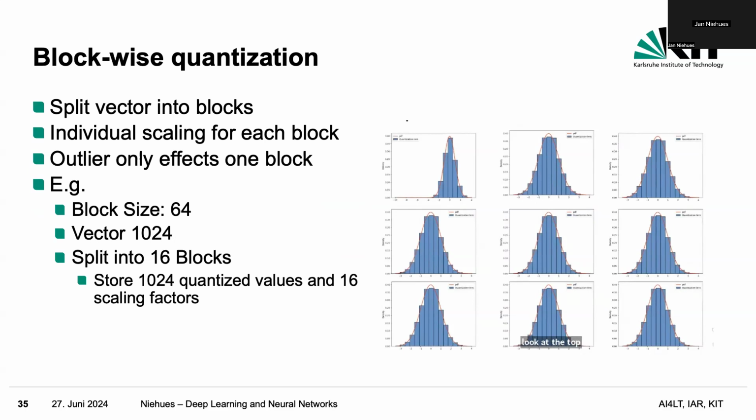So how do we do that? For example, you can take a block size of 64. That means if you have a vector of 1024, you split that into 16 blocks, and each of them gets quantized individually. For each of them, you calculate the scaling factor so that the values are between 1 and -1. That's similar to the scaling we did before with the linear quantization.